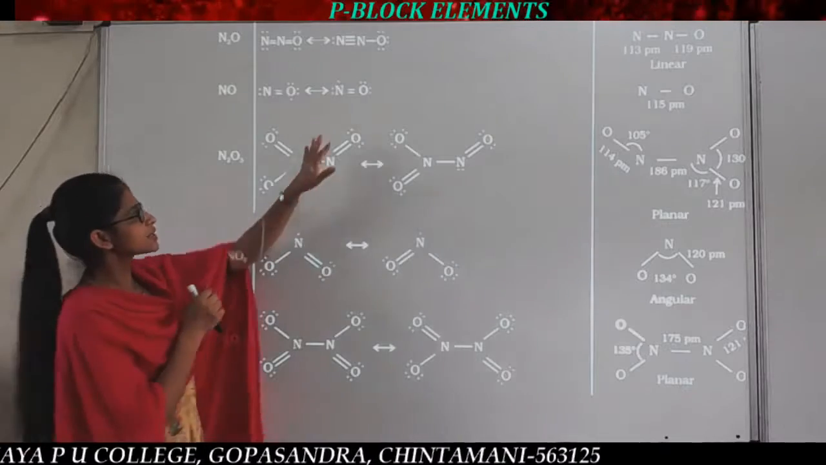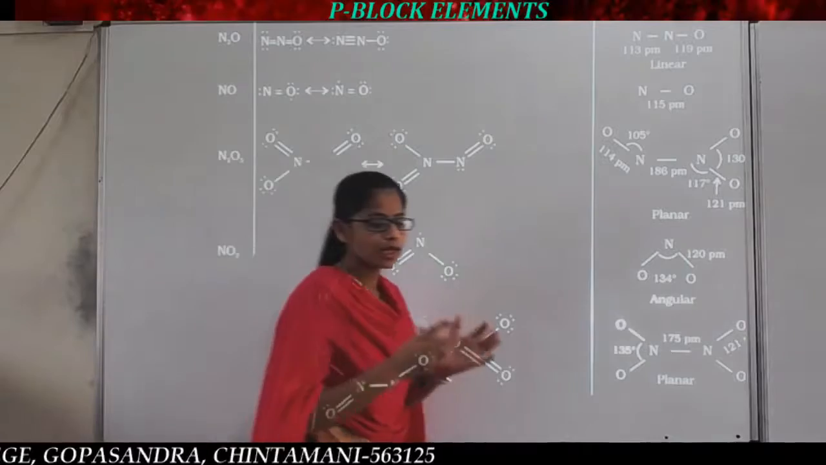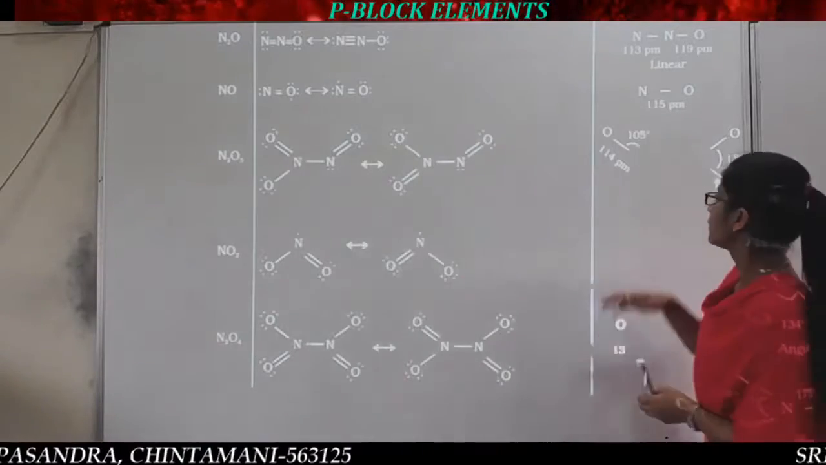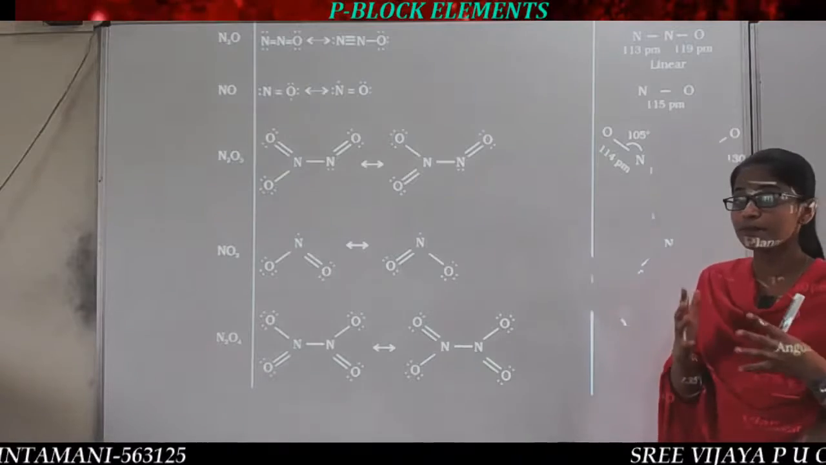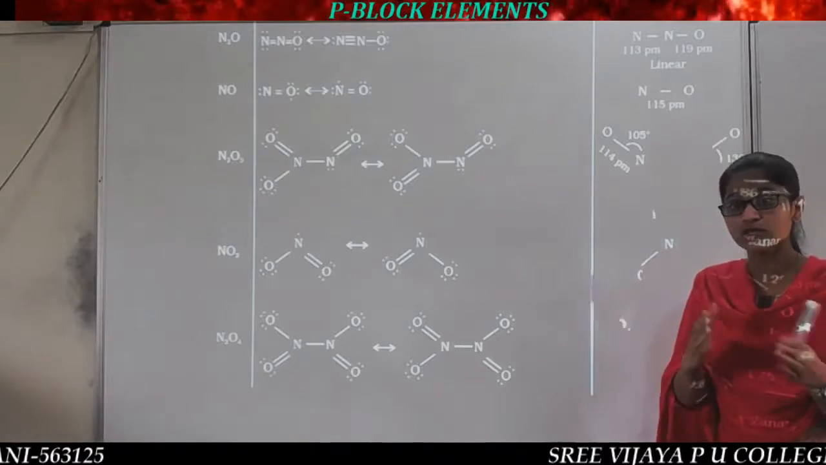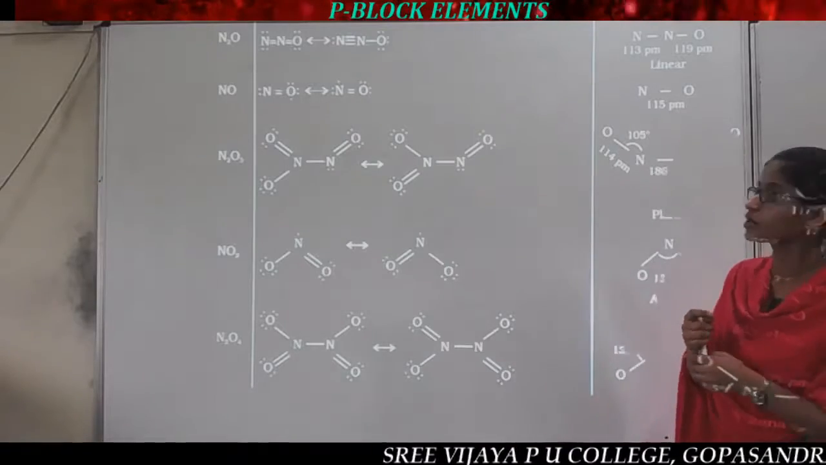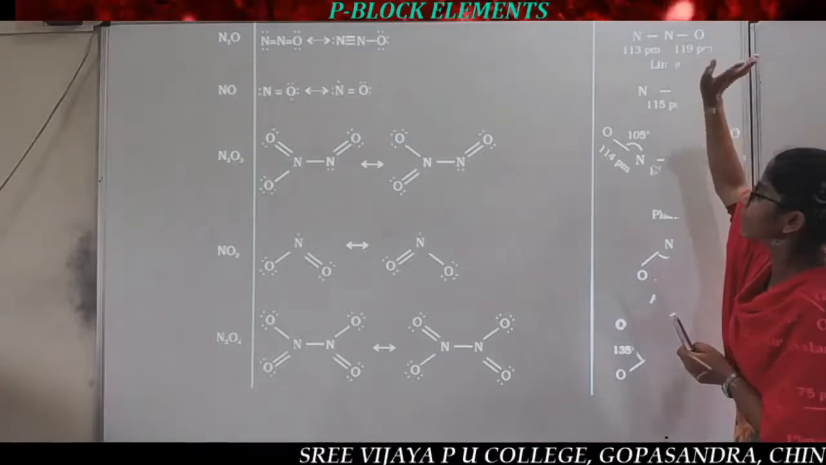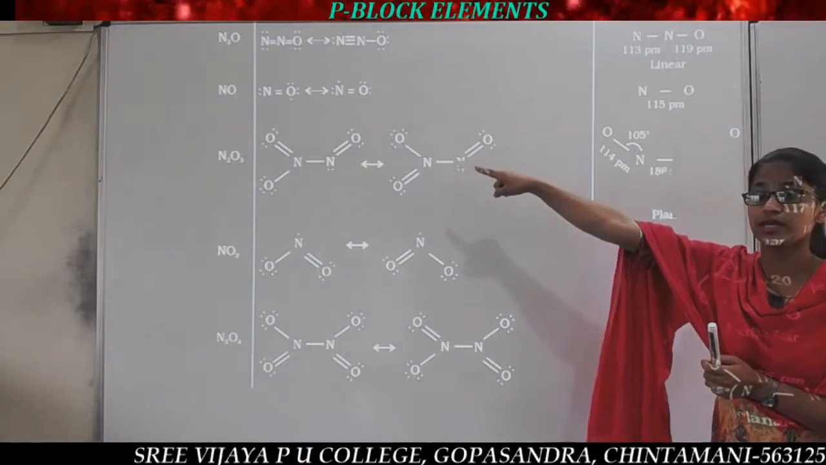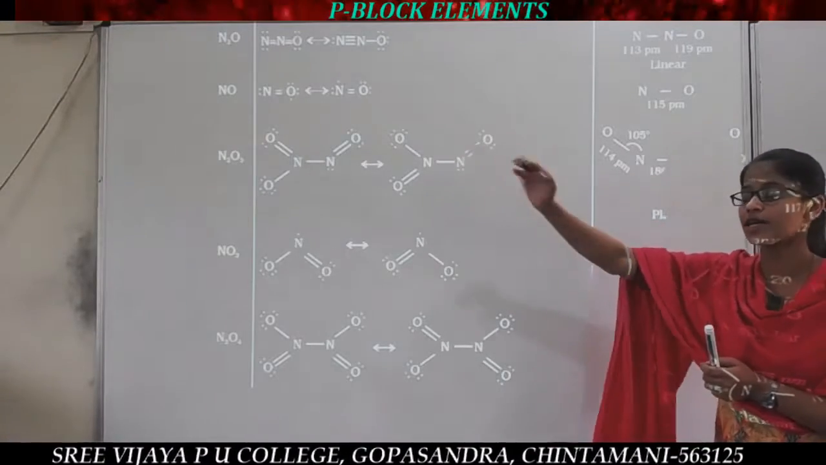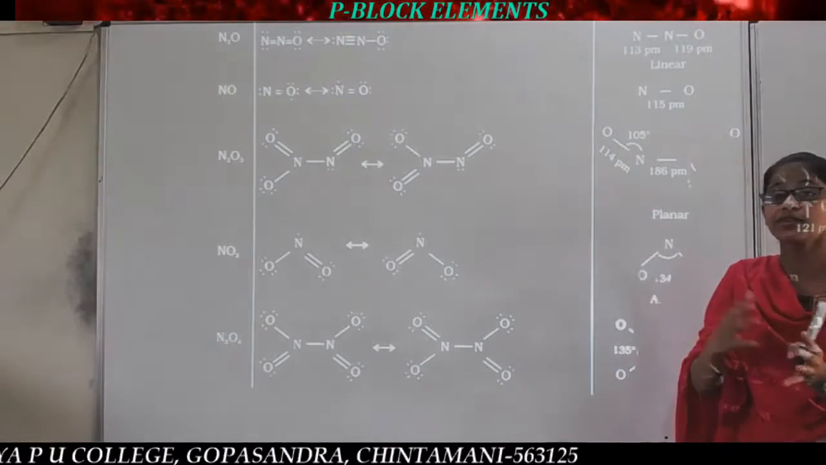Okay? So in this case we have to see the nitrogen and oxygen bond. Only in case of nitric oxide, the bond length is equal to 115 picometer. We have to observe the same nitrogen-oxygen bond in case of dinitrogen oxide, where it comes to 190 picometer. But in the second one, nitric oxide, the bond length between the same atoms varies.